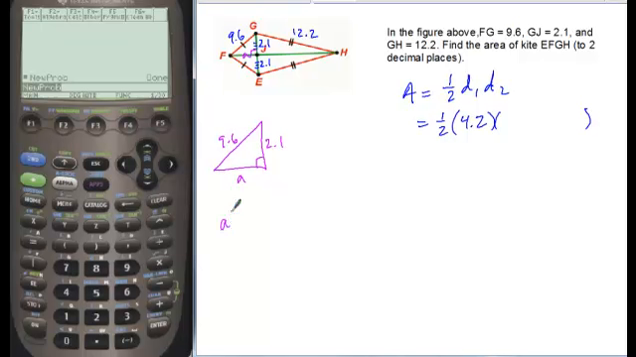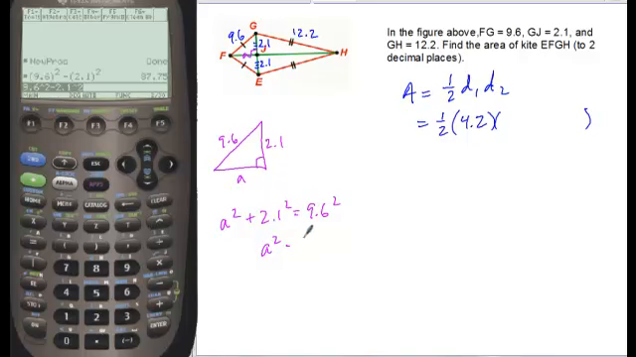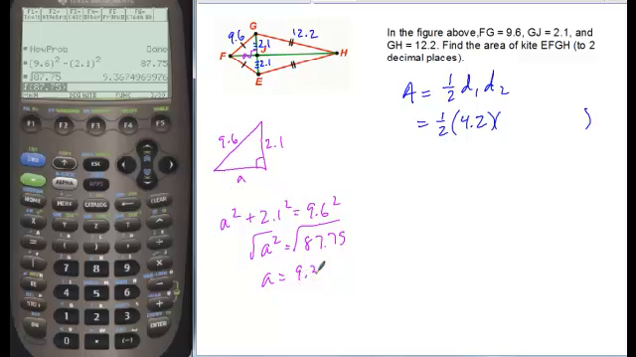So if we set up our equation, A squared plus 2.1 squared equals 9.6 squared, we can solve for A squared by taking 9.6, squaring it, and then subtracting this 2.1 squared. We can then take the square root of that value, and when we do, we get our length A, which is approximately 9.37.